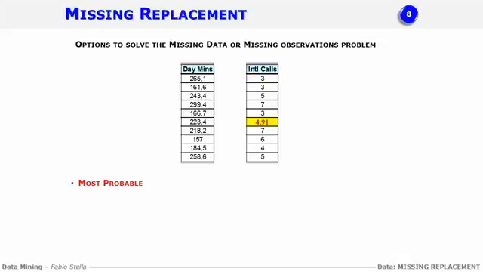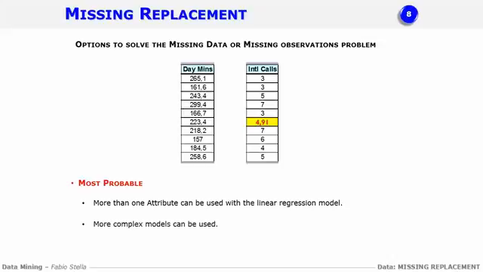To conclude on the most probable replacement option, we can add something more. For example, it is often the case that more than one attribute can be used with the linear regression model. In this case, we develop a multivariate linear regression model. Furthermore, we also have to say that more complex models can be used, so we are not constrained anymore to use linear regression models. Finally, it is possible to manage the case of qualitative attributes also, but in this case, appropriate models have to be used.